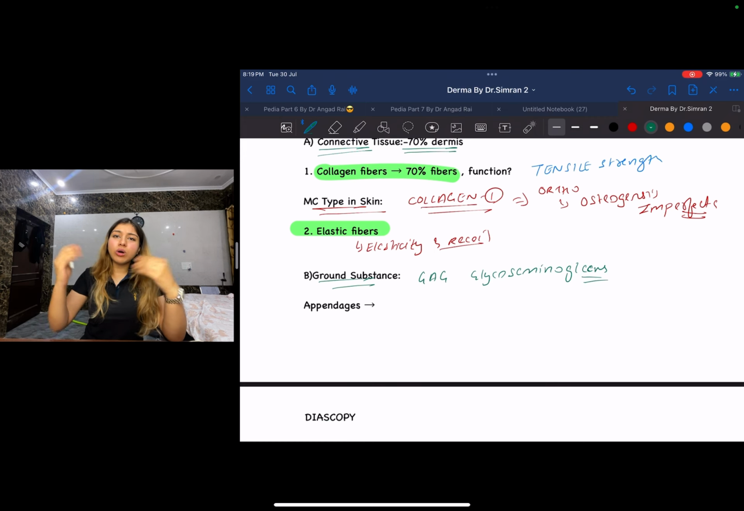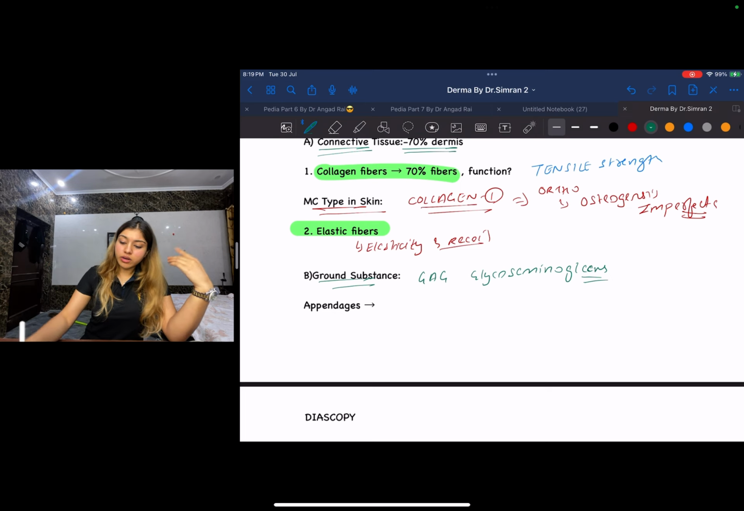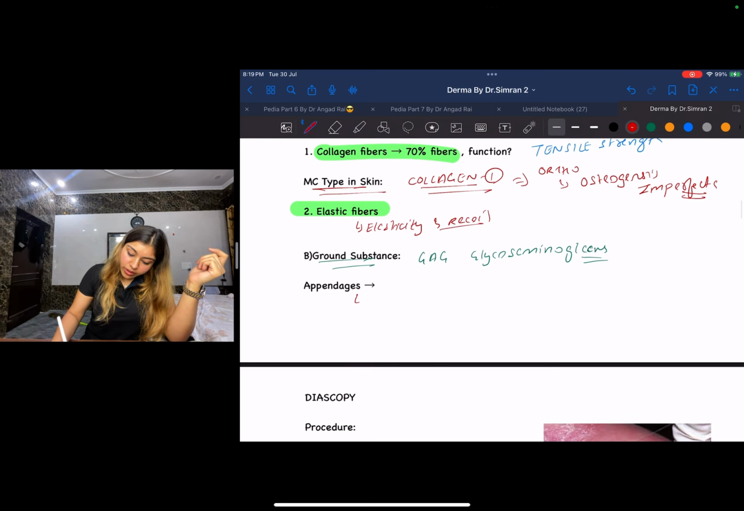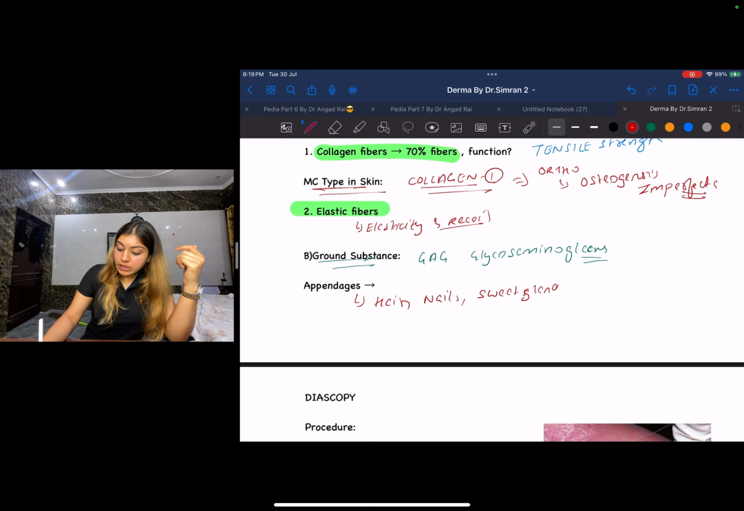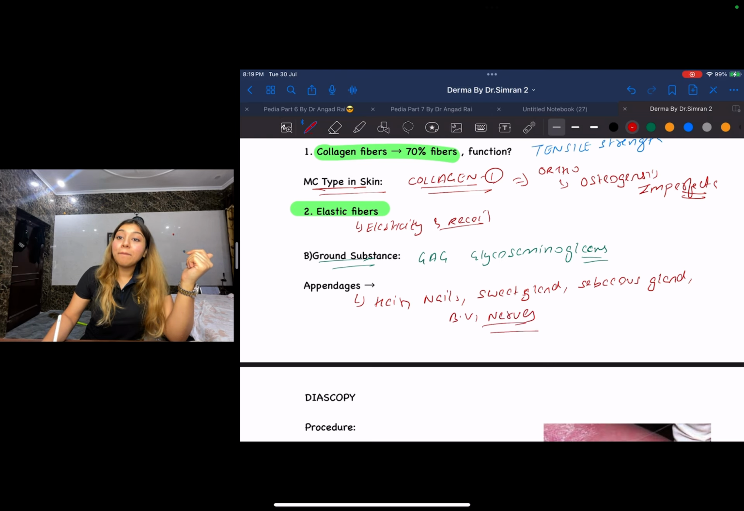Appendages, guys, what we can see, obviously your hair, your nails, your blood vessels, your nerves, right? So remember, what are all the appendages? You have your hair, you have your nails, you have your sweat gland and your sebaceous gland, your blood vessel, your nerves. So these all are the appendages.